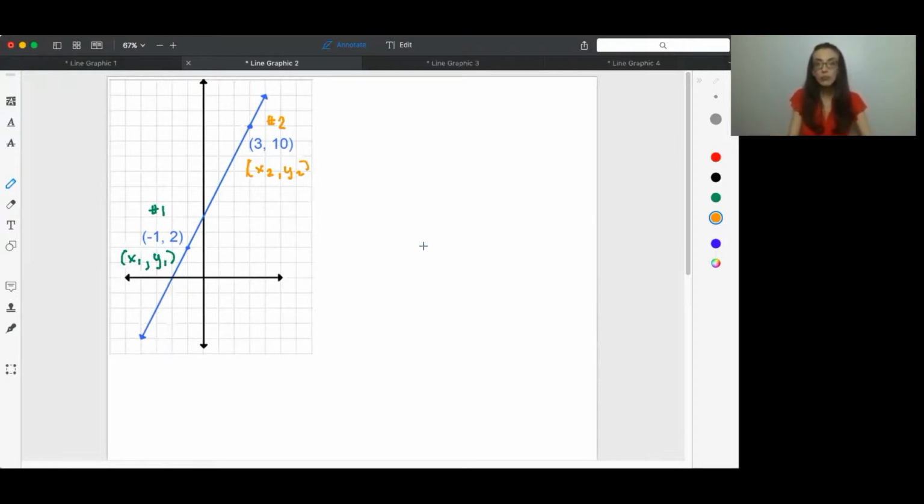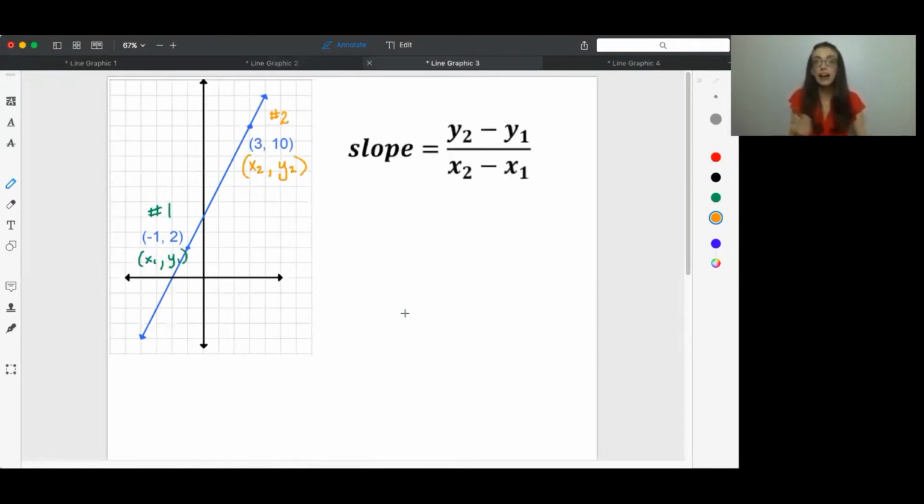Now, once I have my 2 points picked and labeled, what I can use is the slope formula to find the actual value of the slope of this line. The slope formula you can see here on the screen asks us to find the difference between the y values and the difference between the x values. So let's plug in and take a shot at it.